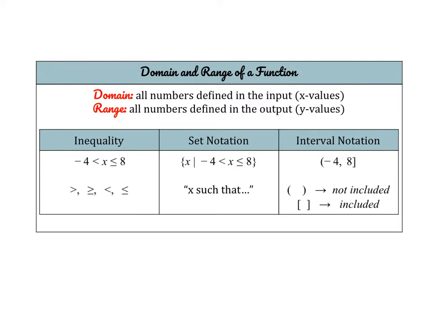Okay, so now that we've reviewed the basic definition of a function, we're going to move on to the domain and range of a function. By definition, the domain is all numbers defined in the input. So it's essentially all of the x values that work for your function. The range is all numbers defined in the output, or all of the y values that work for your function.